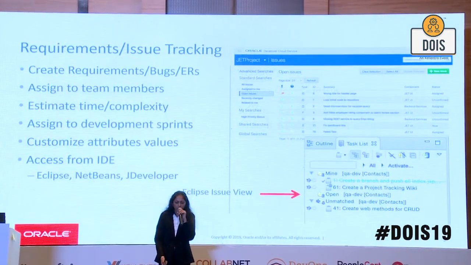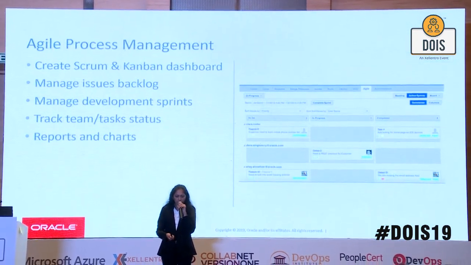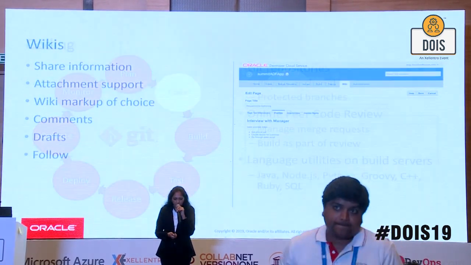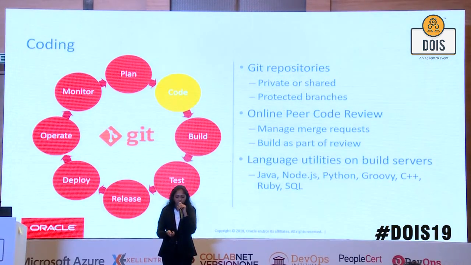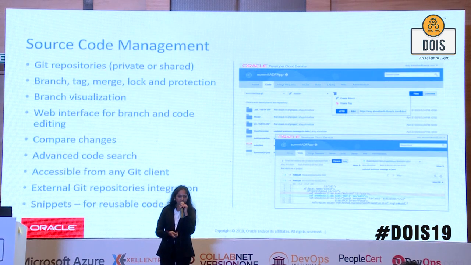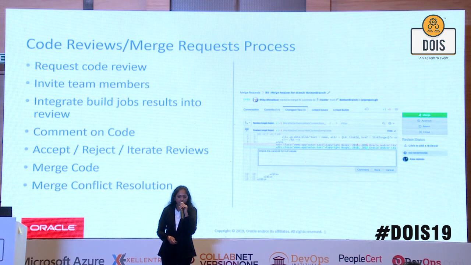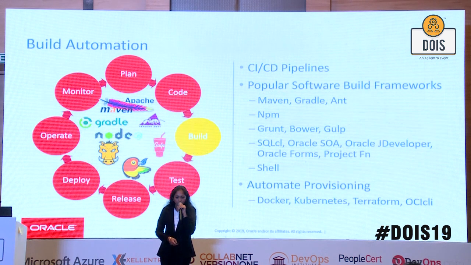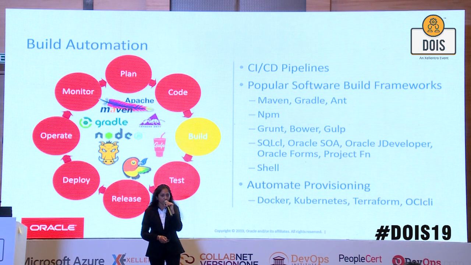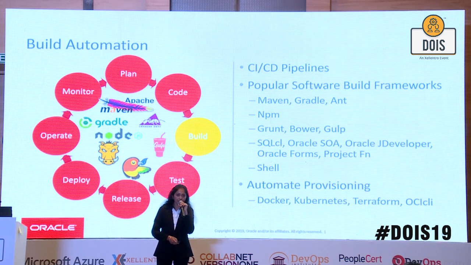And there's one slide which I want to take you through. You can create wikis, you can do coding, it has a lot of utilities on build servers, it has a source code management system within it, right? Code reviews can be done. And by the way, we are going to provision Developer Cloud Service on OCI, that is Oracle Cloud Infrastructure, and that has a lot of features within it. It's the Gen 2 which is coming up.